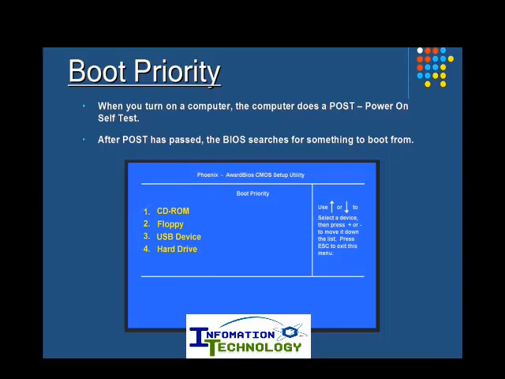So for example, if the CD or DVD drive is set as the first boot device, then the BIOS would check that first and look for software to boot from. And if it doesn't find anything, it will move on to the second device on the list and check that next. And it will continue down the list until it finds something to boot from.